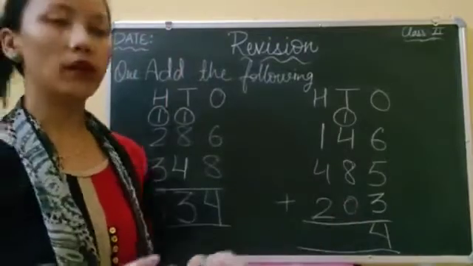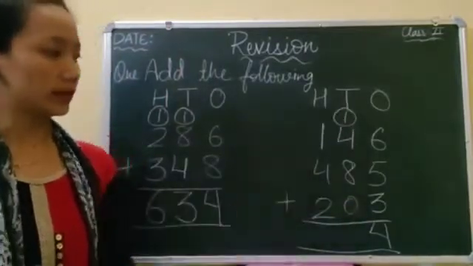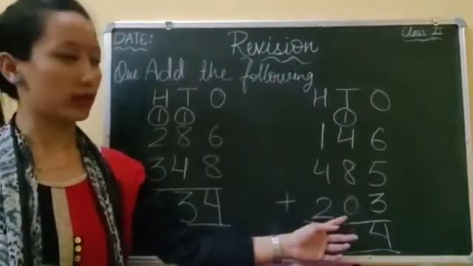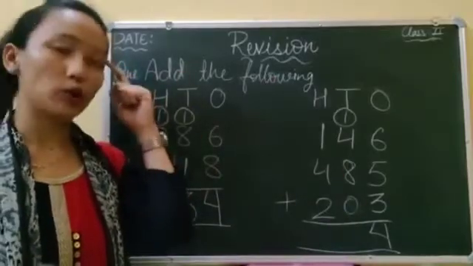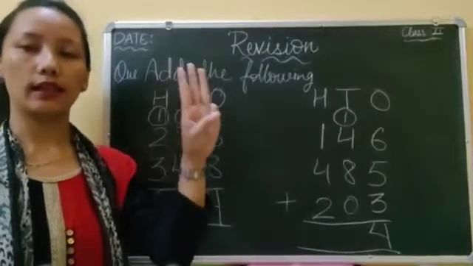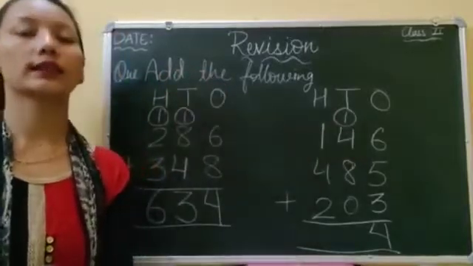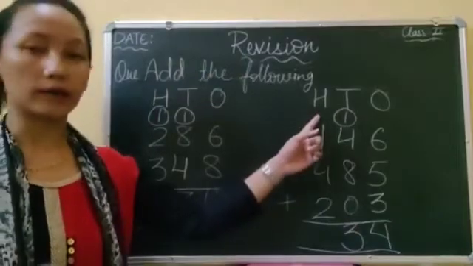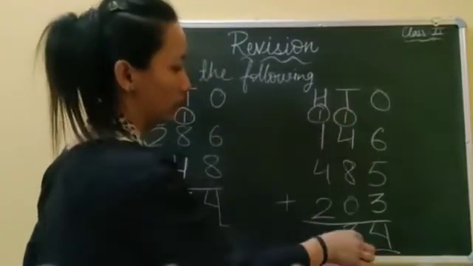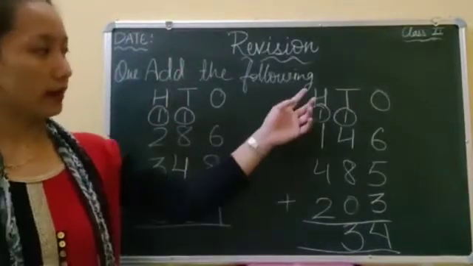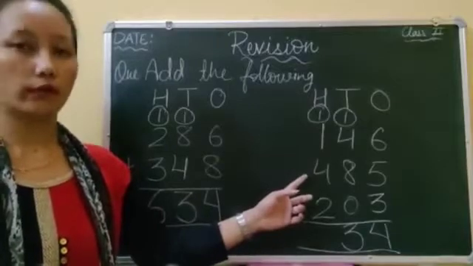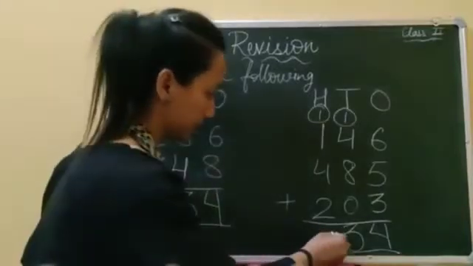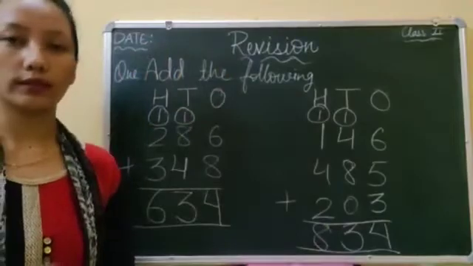Here, 1. Now add the tens column. 4 plus 8 plus 1. Here 0 means nothing. Okay. So keep 8 in your head and count to 4: 8, 9, 10, 11, 12. Plus 1, 13. So write 3 under tens column and carry 1 hundred to the hundreds column. Now add the hundreds column. 1 plus 4, 5. 5 plus 2, 5, 6, 7. 7 plus 1, 8. So 834 is the answer.